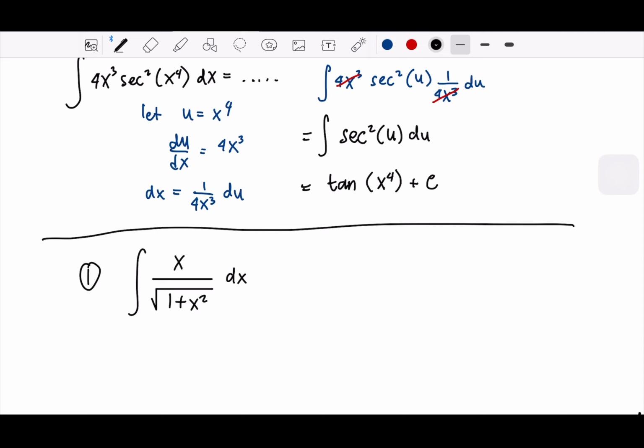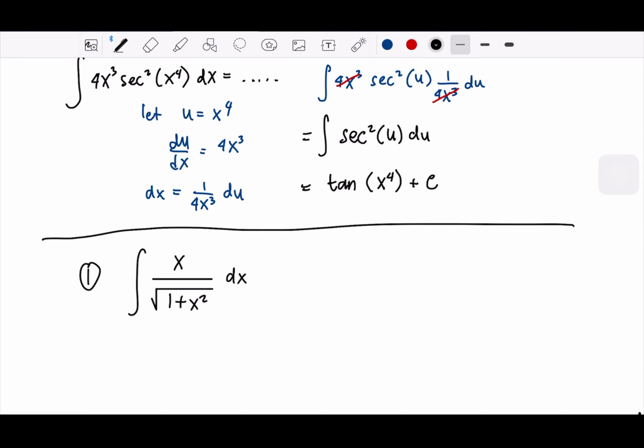Well, if you ignore the square root, you have 1 plus x squared. If you differentiate, it will be 2x, which you can think can be cancelled with this, right? So that's one way to think. And mostly that is how substitution works.